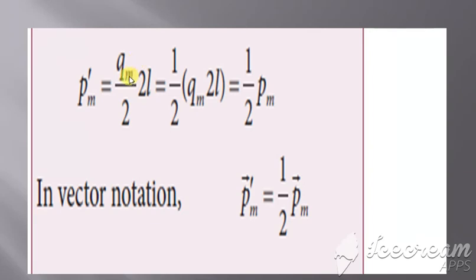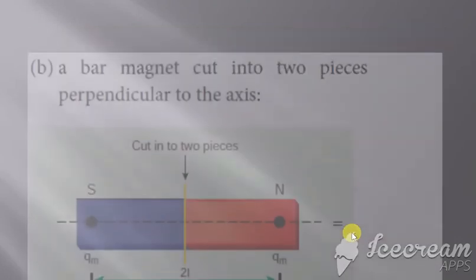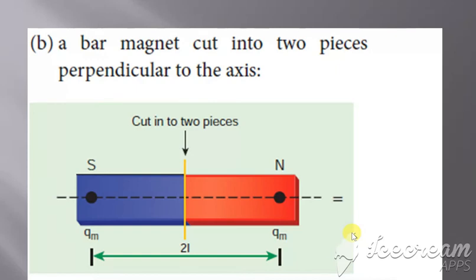So we write 1 by 2 separately, Qm into 2L. This Qm into 2L can be written as Pm. In the same way, writing this in vector form, Pm dash vector is equal to 1 by 2 into Pm vector. Clear? In the same way, the next condition is when it is cut perpendicular to its length.